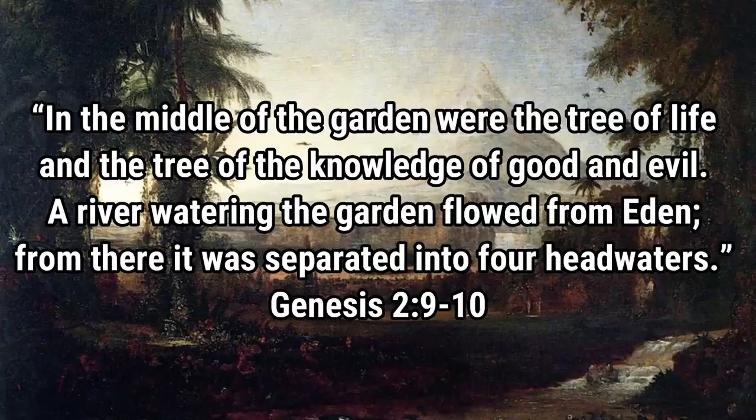In the middle of the garden were the tree of life and the tree of knowledge of good and evil. A river watering the garden flowed from Eden. From there it was separated into 4 headwaters. The same 4 headwaters that Mercator depicts in his map.